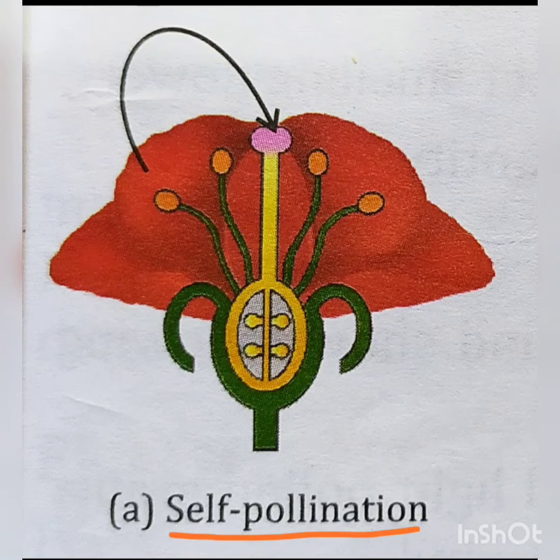Self-pollination. In this, the transfer of the pollen grains from the anther to the stigma of the same flower or another flower of the same plant takes place.